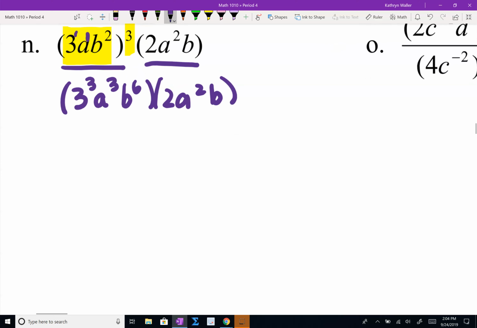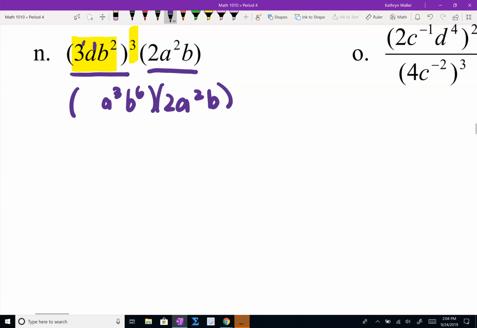If you don't want to write 3 to the third, if you want to go right to whatever that number is, I'm totally good with that. The only problem is, please don't write down 9. Tons of people say 3 times 3 is 9. That is not the right number. What's the number? It is 27. 3 times 3 times 3 is 27. Now multiply. So 27 times 2 is 54.